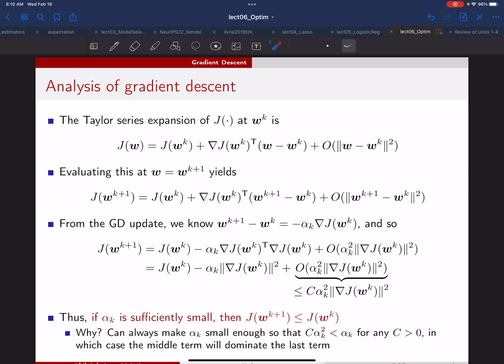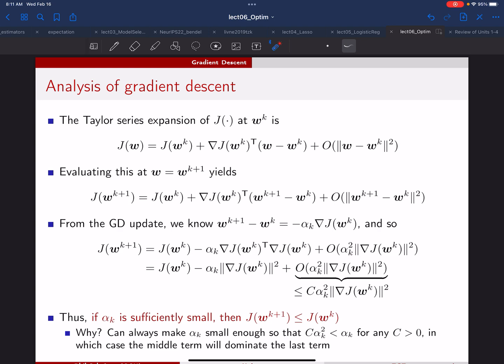Okay, so now we would like to use this Taylor series expansion by evaluating it at the specific point W equals W^(k+1), which in gradient descent is the next iteration. So all I'm going to do is plug in W^(k+1) in all these places, and we get this new expression. And then we can go one more step further. We know that in gradient descent, by the definition of the update, we can write the difference between W^(k+1) and W^k as the negative alpha times the gradient. So that means I can replace this and this with that negative alpha gradient. And when we do that, you get this expression here.